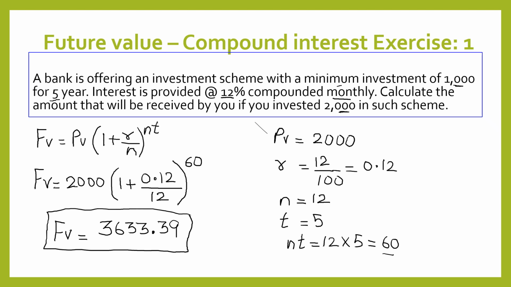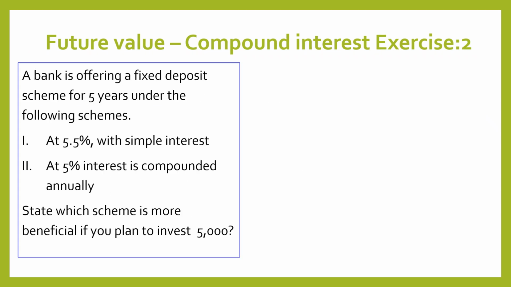Very simple and easy. Okay, so this was exercise 1. Just for our practice, we will do the next exercise. A bank is offering a fixed deposit scheme for 5 years under the following schemes. Option 1 at 5.5% with simple interest. Option 2 at 5% compounded annually. State which scheme is more beneficial if you plan to invest 5,000.